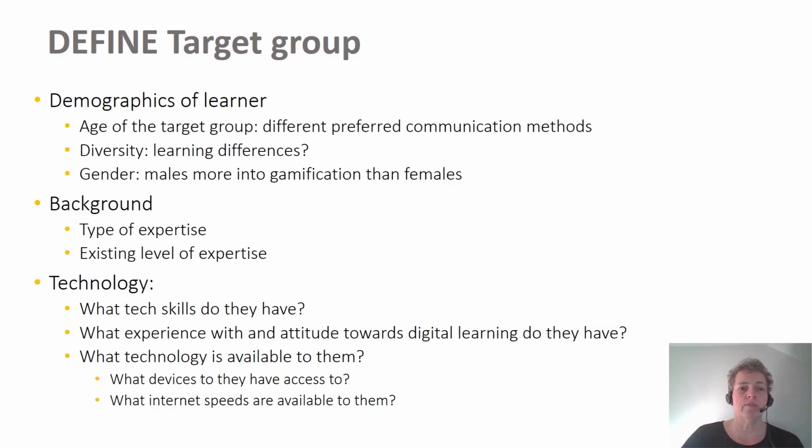Last but not least, we need to define the target group. We need to characterize our learners. Demographics: what age are they? There are different preferred communication methods. My generation, we are email people. We do Facebook, we do WhatsApp, but really the main preferred communication method is email. That is different in younger generations. So have a think: what is the age of your target group?